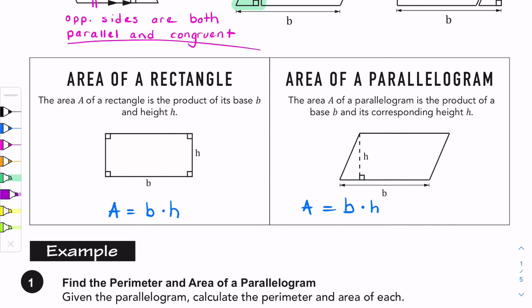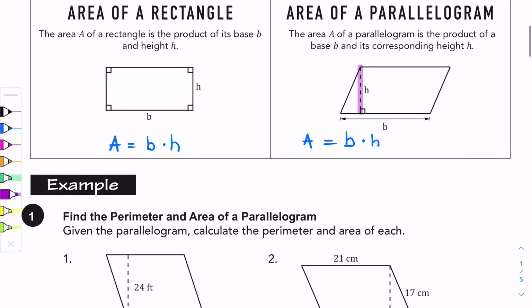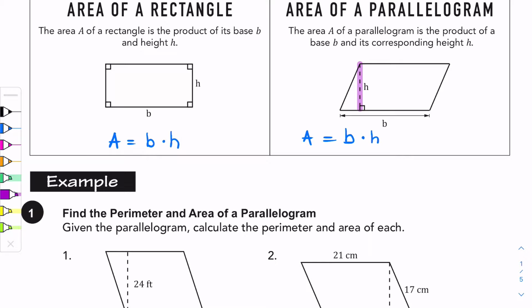Now, one difference for finding the area of a parallelogram is that you actually need to find this height right here. You're not looking for the slant height, you're looking for the actual height, which might require you to do a little bit of solving in order to find that value.